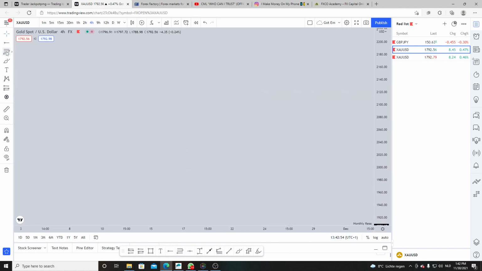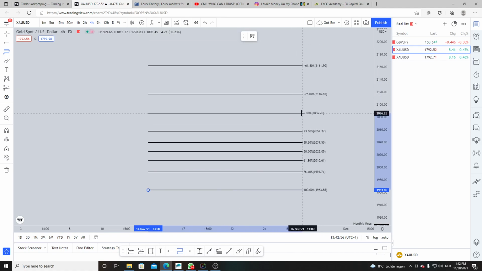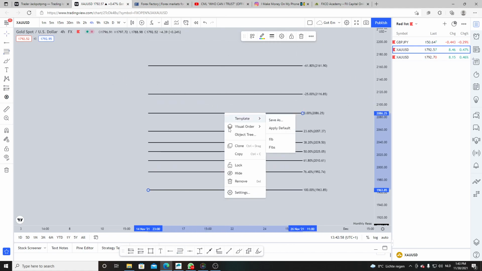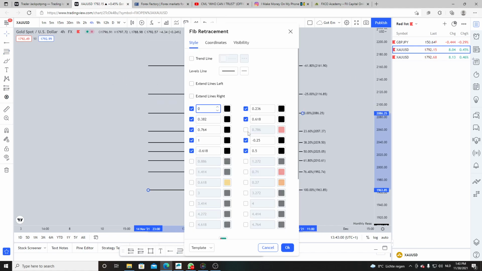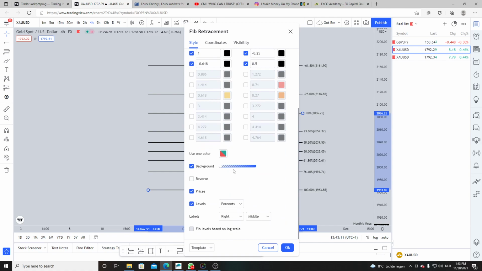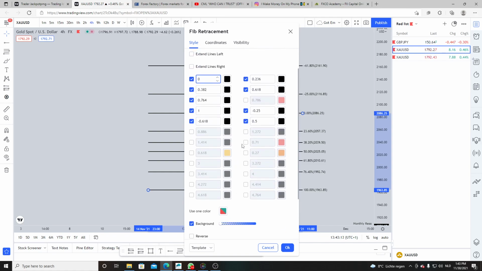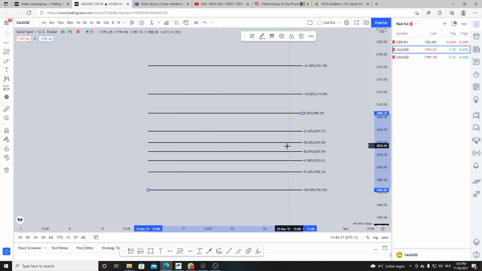So first thing, I'm gonna show you guys my Fib settings. So we're gonna go here. These are the Fib settings that you want to take down. Pause the video, take a screenshot, do whatever you got to do. Make sure it looks just like this. Background, right? The color doesn't really matter. It's just the numbers that you got to pay attention to.